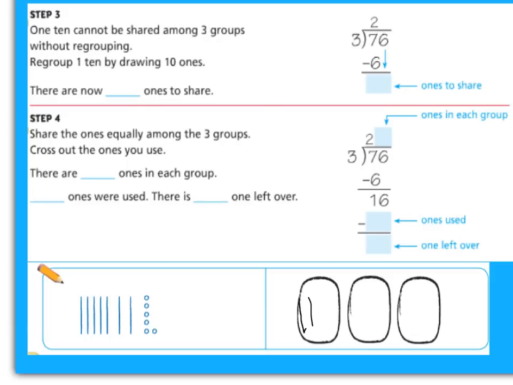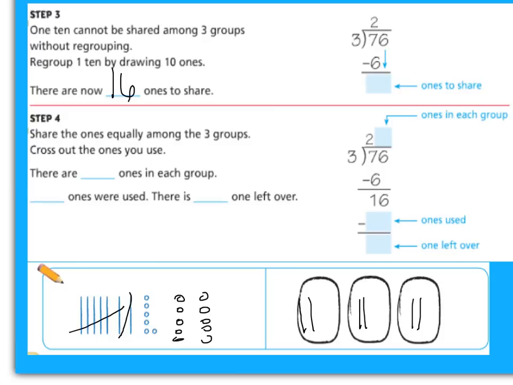And as we have to redraw that in, each group has used up 2 sets of 10s. I'm going to cross those out. All right, so 1 10 cannot be shared amongst 3 groups without regrouping. So I'm now going to have to regroup this 1 10 by drawing 10 ones. So I'll do that below. 1, 2, 3, 4, 5, 6, 7, 8, 9, 10. And let's get rid of this last one down here. So now I have 10, 11, 12, 13, 14, 15, 16 ones to share.